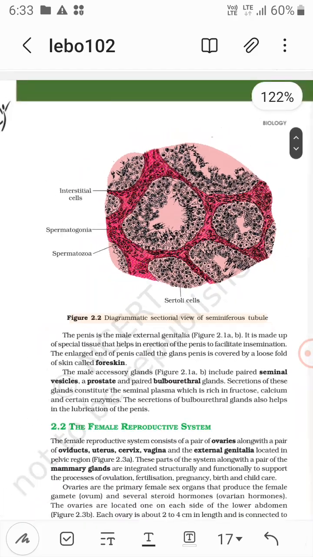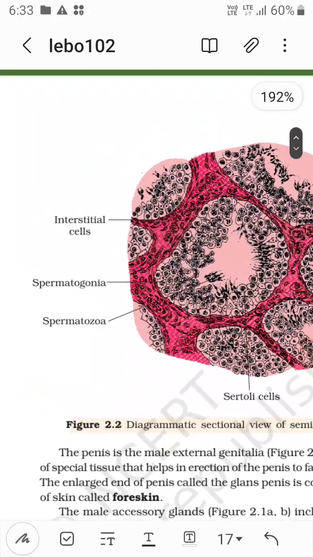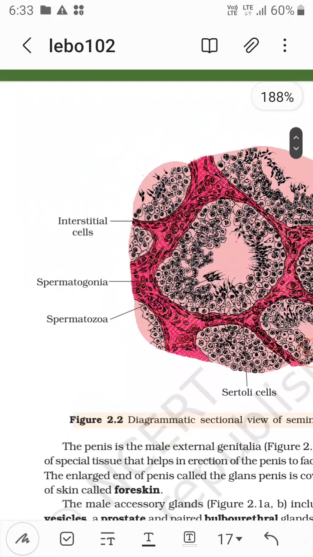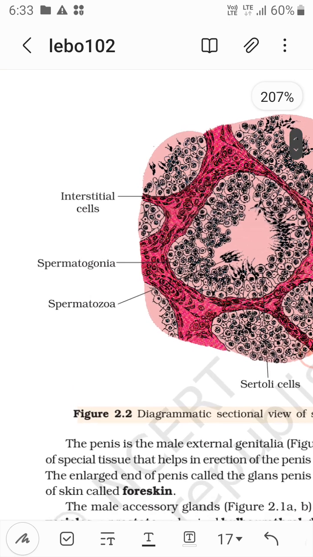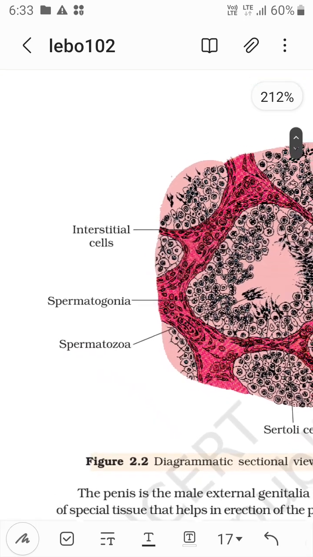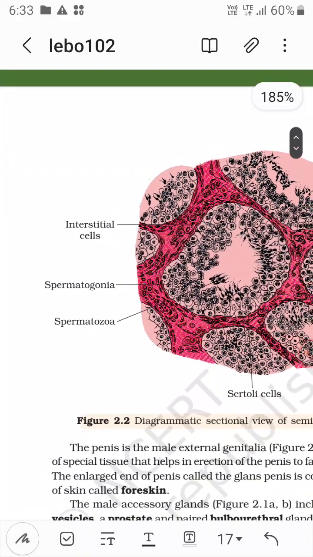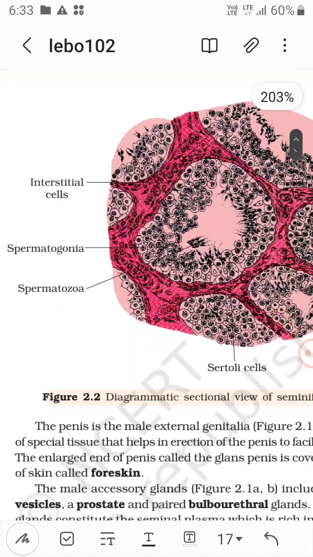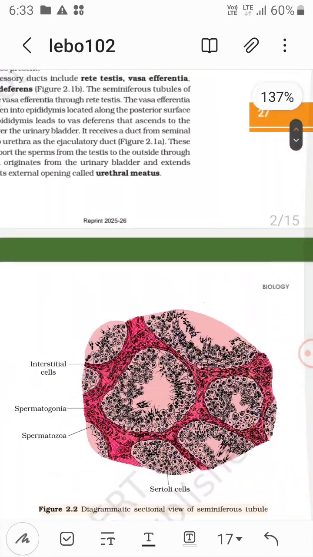So this is a diagrammatic sectional view of the seminiferous tubule, as you can see. There are spermatogonia lined on the inner side of the seminiferous tubule, and then there are the Sertoli cells. Then there are the spermatozoa, that is the sperms. Then interstitial cells: outside the seminiferous tubule there is a space, the intertubular space, that is the interstitial space. There are the Leydig cells, and these are the Sertoli cells. Okay, so this is the diagrammatic sectional view of the seminiferous tubule.